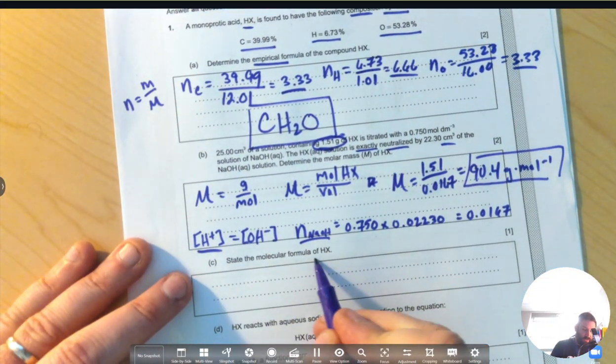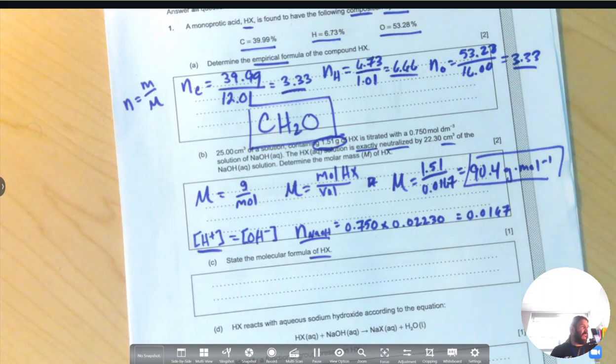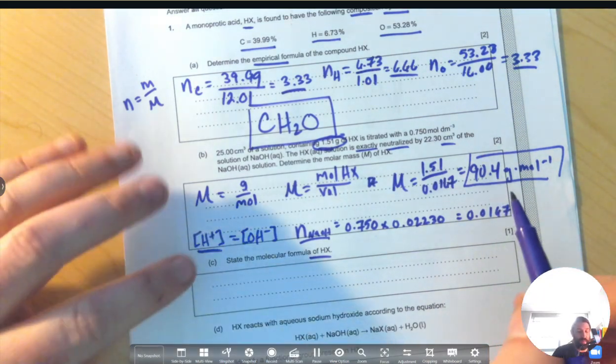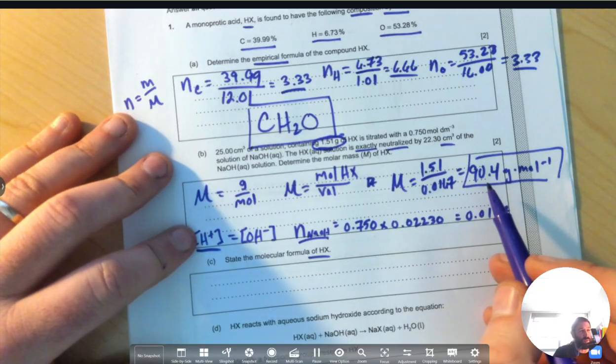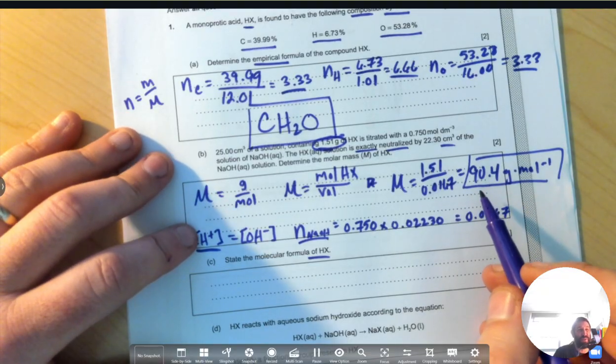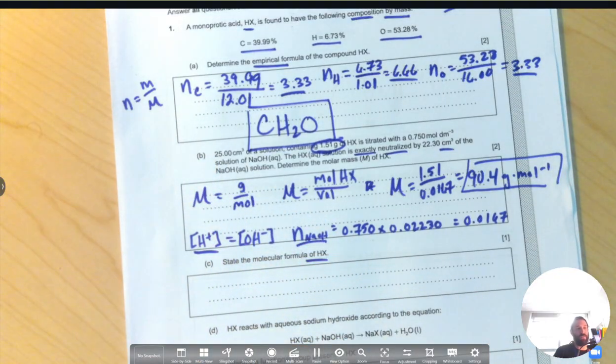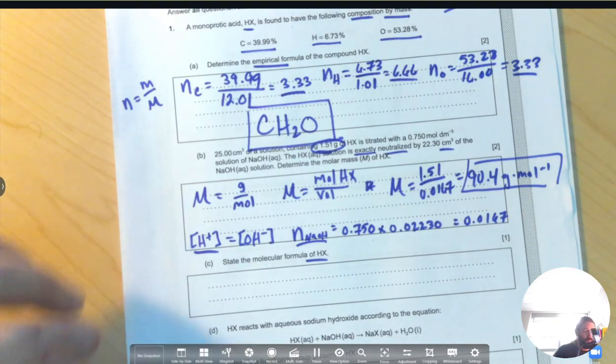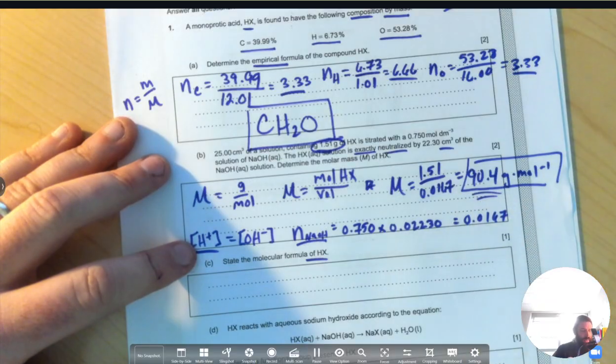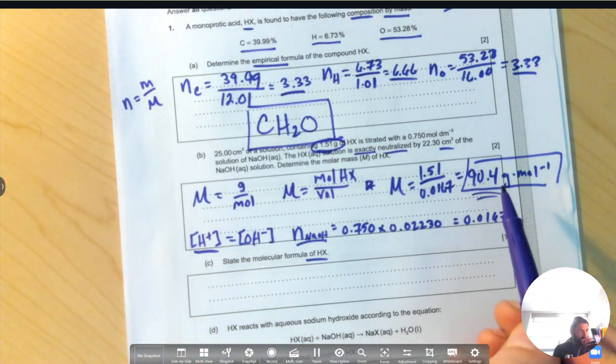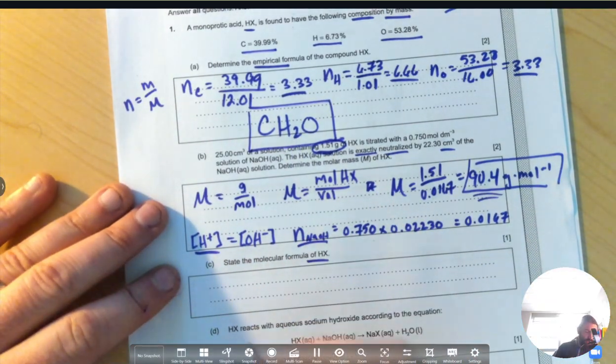Now, state the molecular formula. Well, how do we do this? Remember, this is the mass of the molecular formula. The molecular formula will always be a whole number multiple of the empirical formula, because if we double the number of each subscript, then we double the number of each atom or element. Or if we triple them, and so forth. So all we basically have to do is see how many times bigger the compound is than its empirical formula.